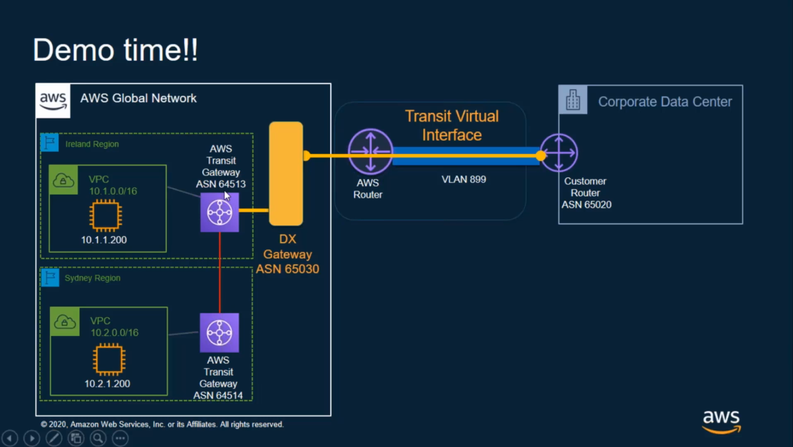So at the end of this demonstration, basically what I would see is that I can perform a ping from this customer router to this instance and to this instance as well, in order to guarantee that we have global connectivity. Having said so, let's jump right into the demonstration.